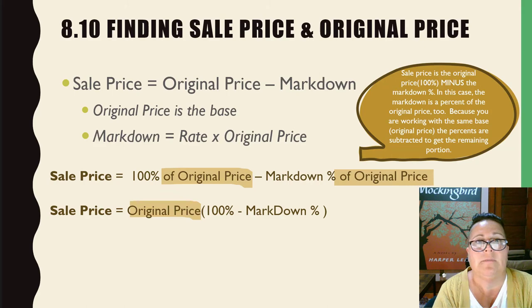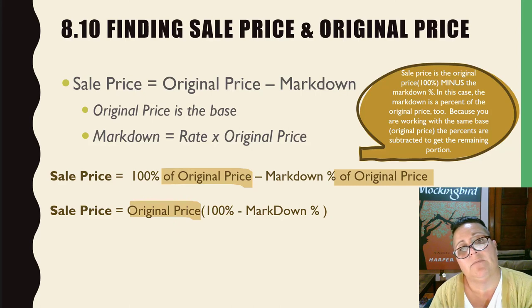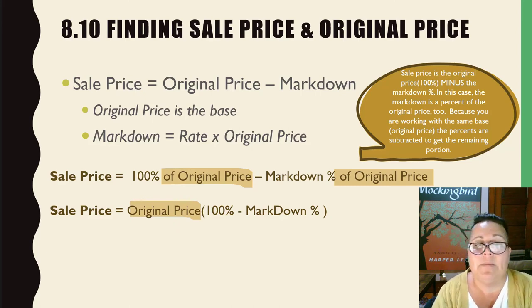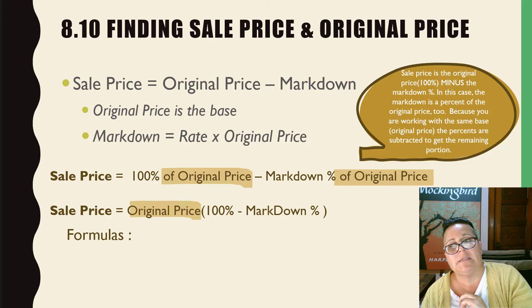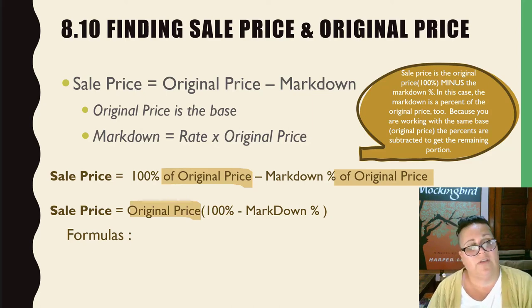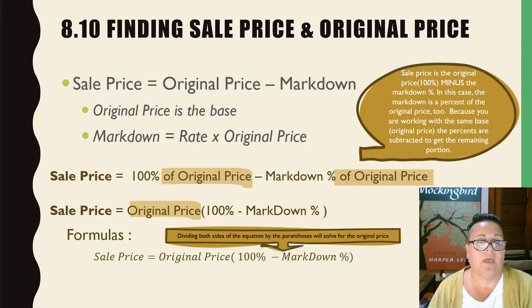It's also worth mentioning that 100% minus the markdown percent is known as the complement of the markdown percent. Okay? So if I'm looking for the sale price, I can use the formula we've just developed here, that it's the original price times the complement of the markdown percent. Okay? Now, in order to get the original price, I'm going to take that complement, 100 minus the markdown percent, and I'm going to divide it on both sides.